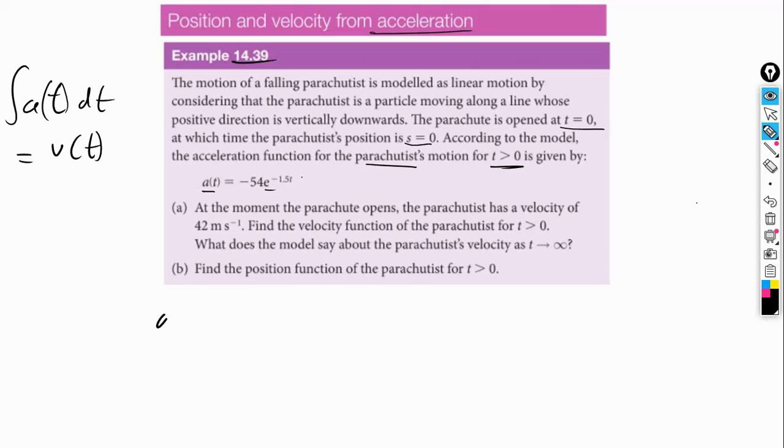So letter A, at the moment the parachute opens, the parachutist has a velocity of 42 meters per second. Find the velocity function of the parachutist for t greater than 0. And then what does the model say about the parachutist's velocity as t tends to infinity. So they want us to test the limit to infinity once we have the function.